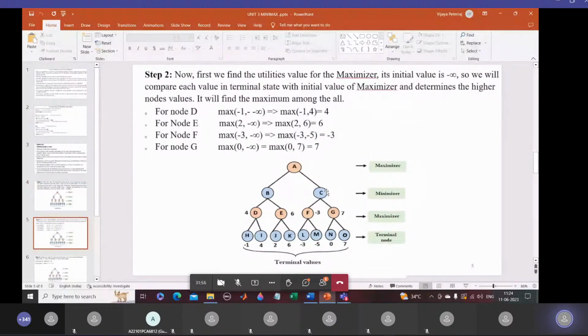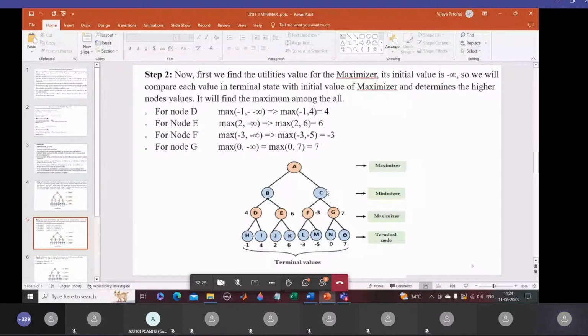Now we have to find the utility value for the maximizer. The initial value for the maximizer is minus infinity, because we are going to compare it with the terminal state. With the initial value of the maximizer, we have to consider which is the maximum.